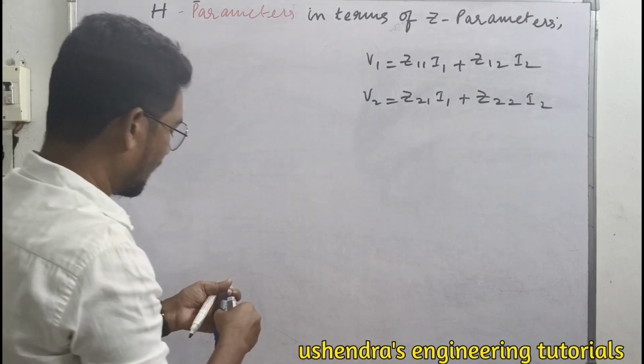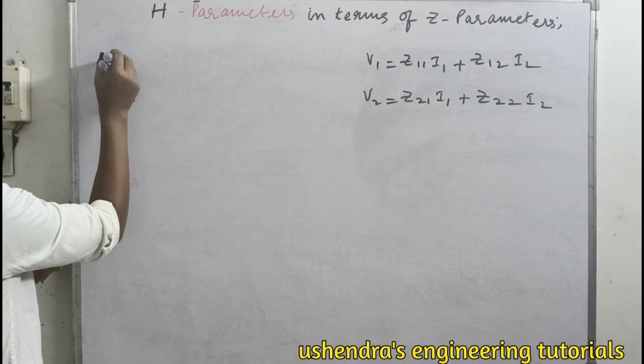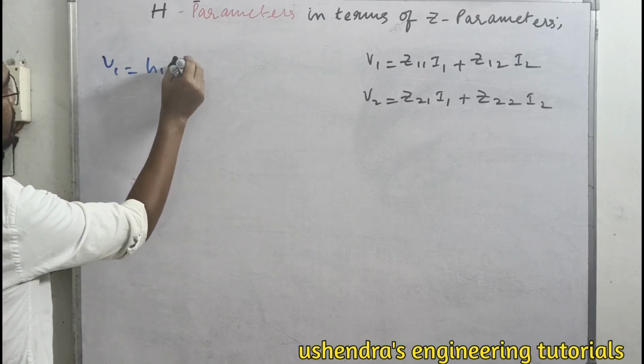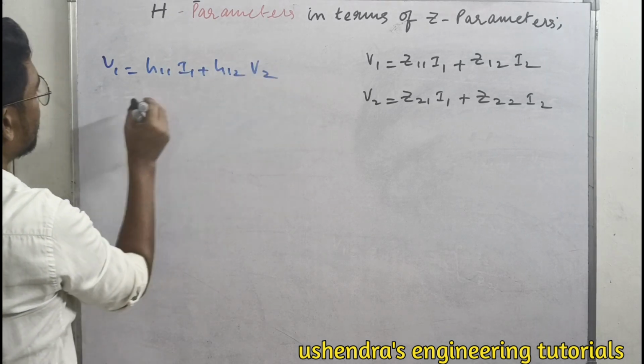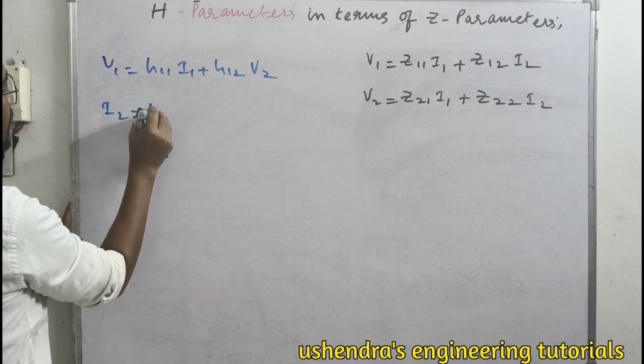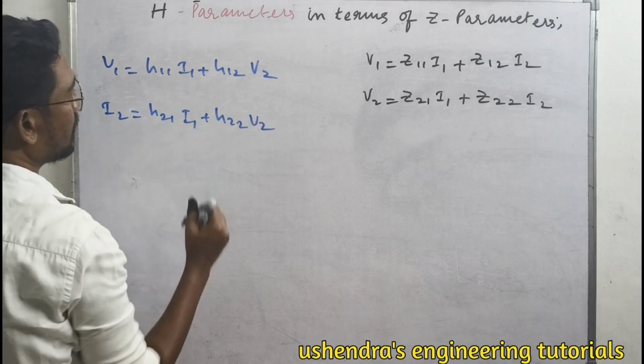And on the other hand, we have the two defining equations for h parameters. We have v1 equals h11 i1 plus h12 v2. The second equation, i2 equals h21 i1 plus h22 v2.